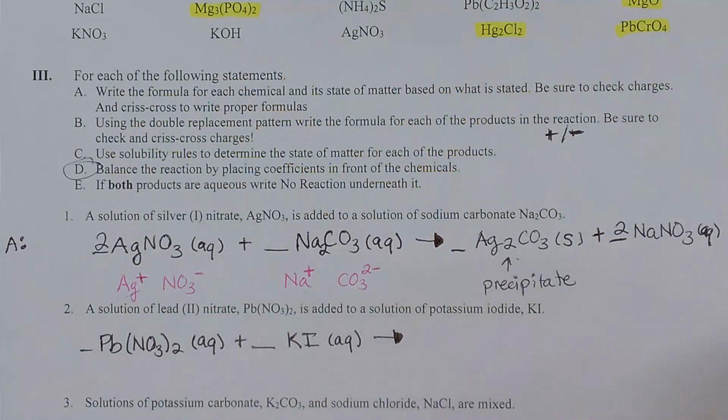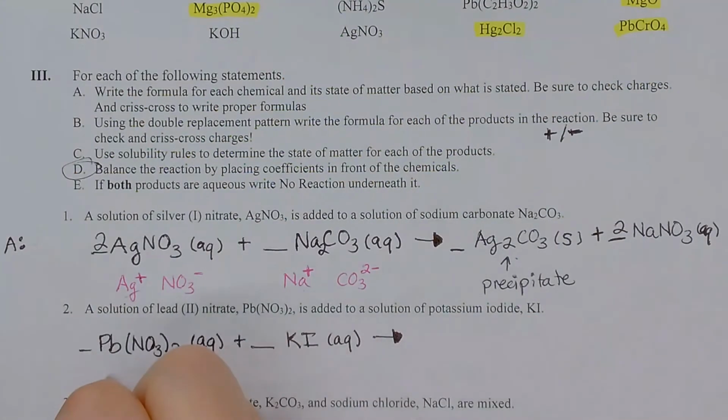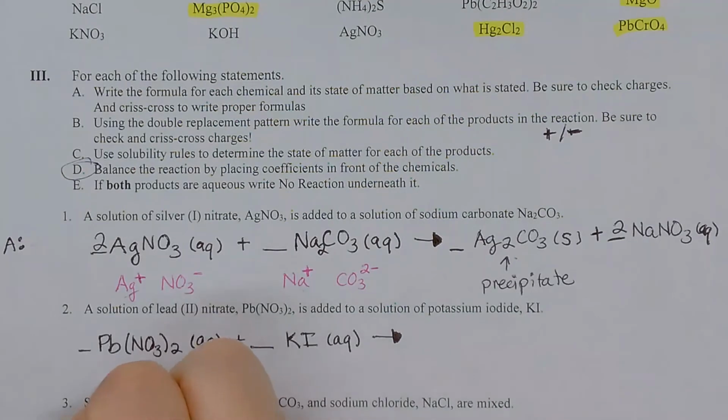Draw my arrow. And then I'm going to do a little side thing where I figure out my charges of my ions. Now I know that nitrate is negative, and I have 2 of them, so that means lead has to be 2+.